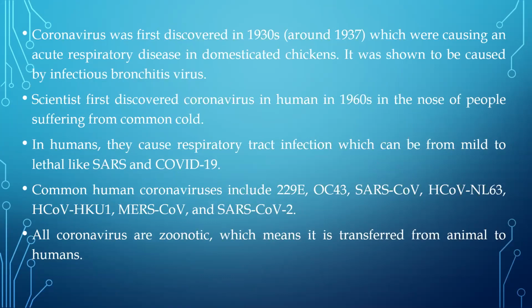The first coronavirus discovered was in the 1930s in domesticated chicken, in which it was causing acute respiratory disease. The first coronavirus discovered in humans was in the 1960s in the nose of people suffering from the common cold. From these 2 points, you can make out that coronaviruses usually cause respiratory disease in both animals and humans. The respiratory tract infection they cause in humans can be mild, or it can also be lethal, like the one caused by SARS in the early 2000s, or the one which is prevalent now, called COVID-19.